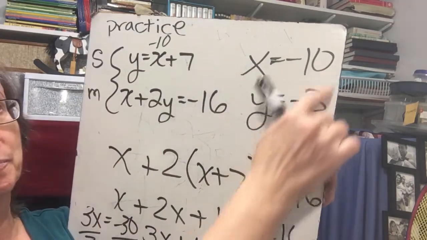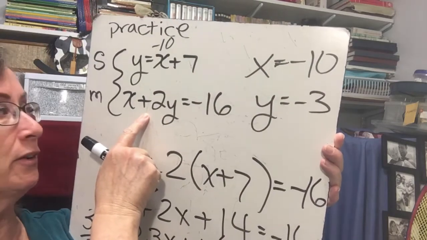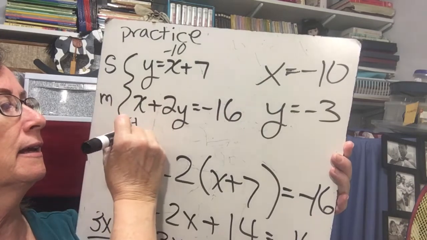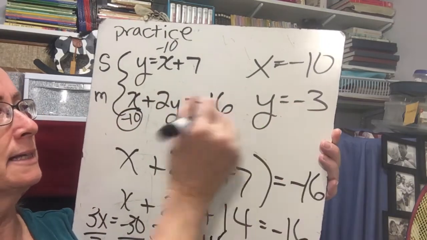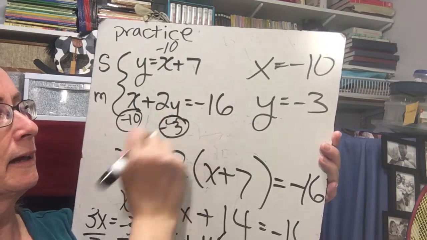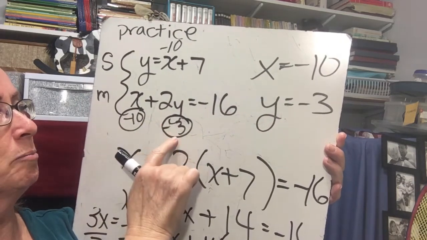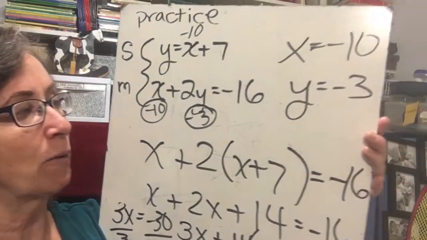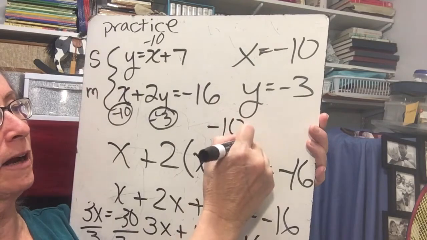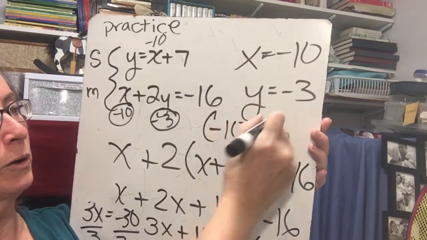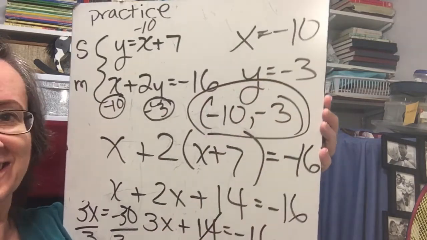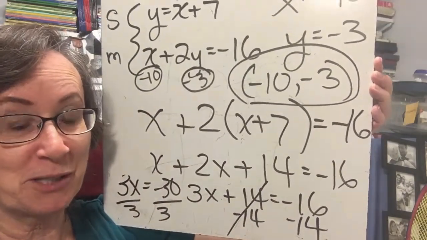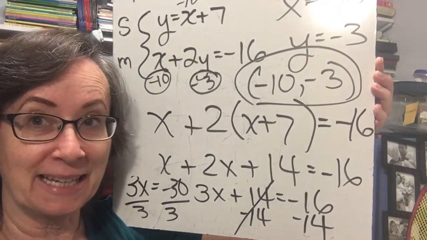So now let's take both of these and check them into the other equation, which was our main equation. X is negative 10. Y is negative 3. So negative 10 minus 6 is negative 16, and it works. So our point is negative 10, comma, negative 3, ordered pair. There's our answer. Aren't those fun? And that is how you use substitution to solve simultaneous equations.